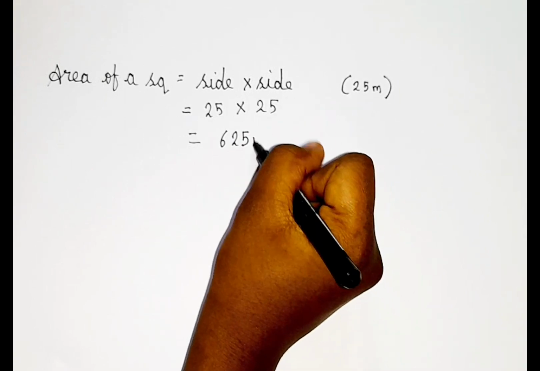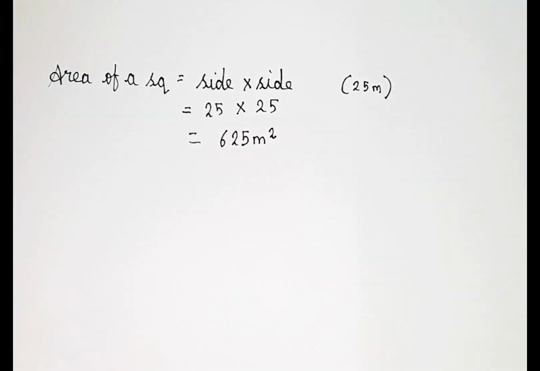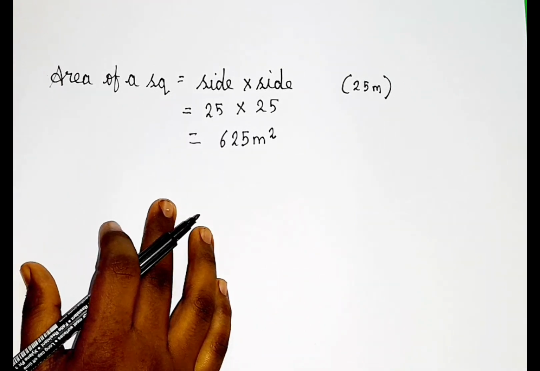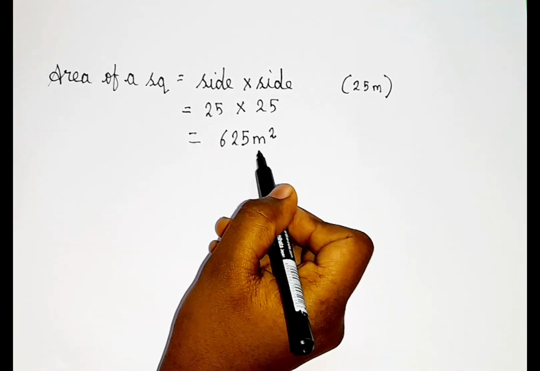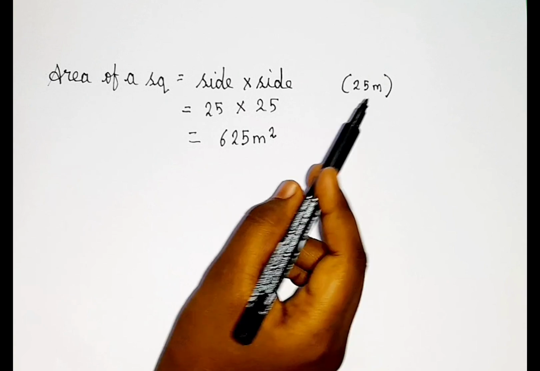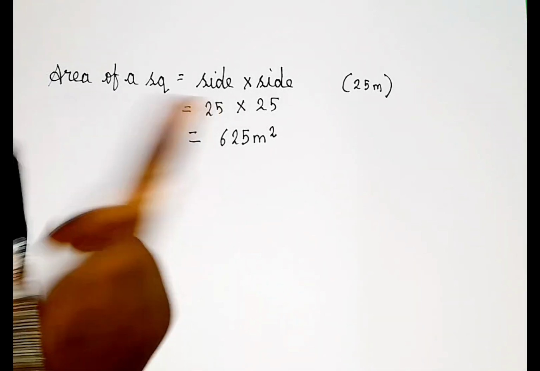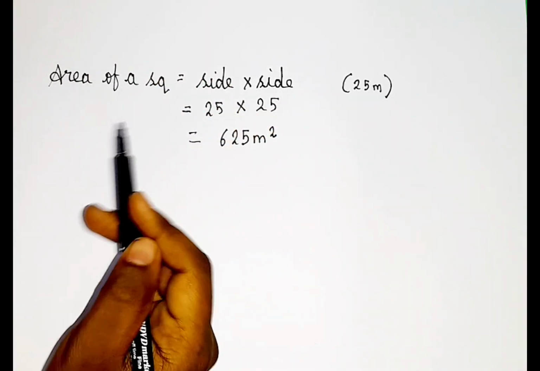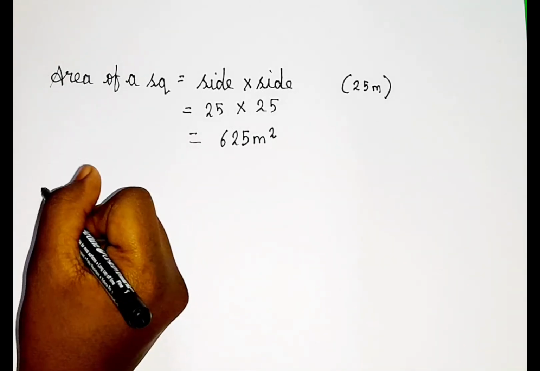In the question what do we have? Meter, right? So meter square. Because we found the area of the garden, at the final ending we will put the square. And why do we have the meter? Because in the question we have 25 meter. Next, in this question we have two diagrams, that is square and rectangle. We found the area of the square. So what is left? Area of a rectangle. So let me write.